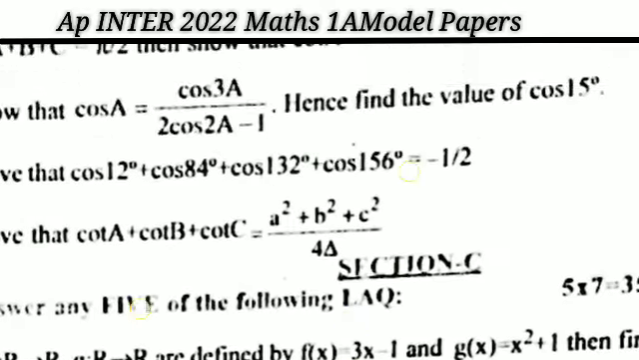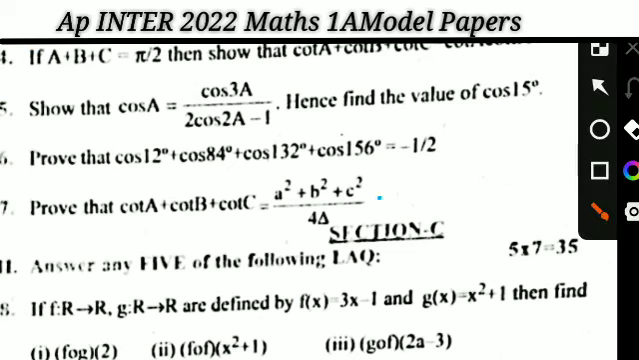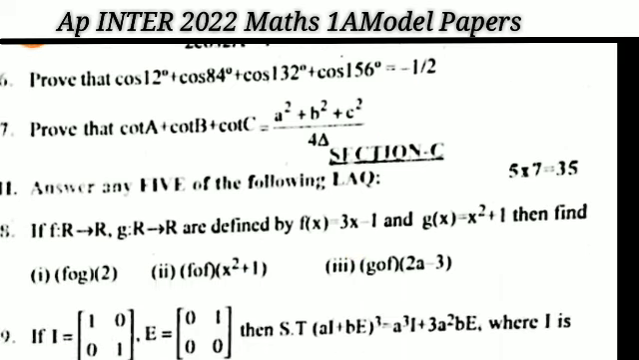Next one, if a plus b plus c is equal to pi by 2, then show that cot a plus cot b plus cot c is equal to cot a cot b cot c. And next, show that cos a is equal to this one and find the value of cos 15. Prove that this value is equal to minus 1 by 2. Prove that cot a plus cot b plus cot c is equal to (a square plus b square plus c square) by 4 lambda. Okay, now see the 18th one.